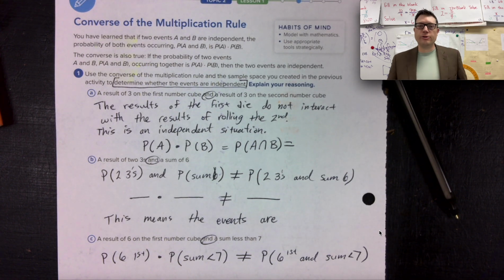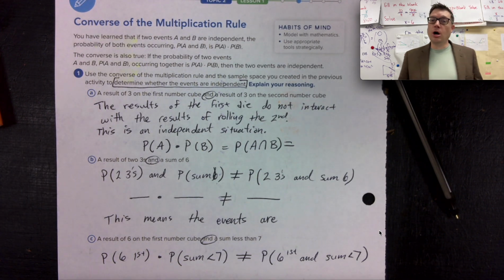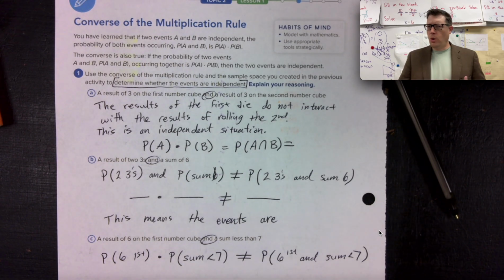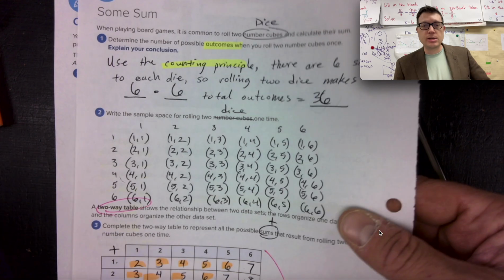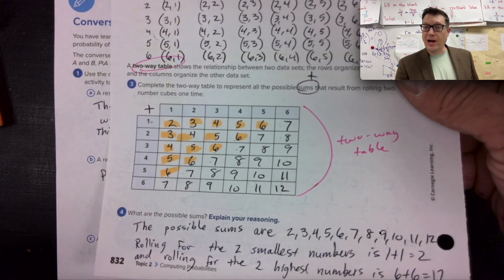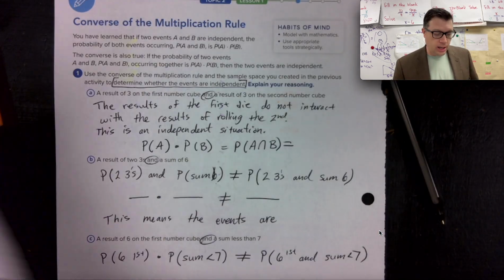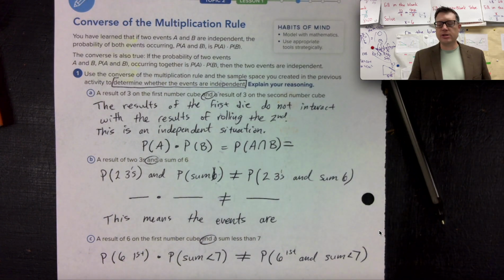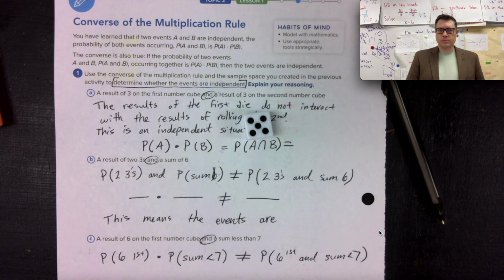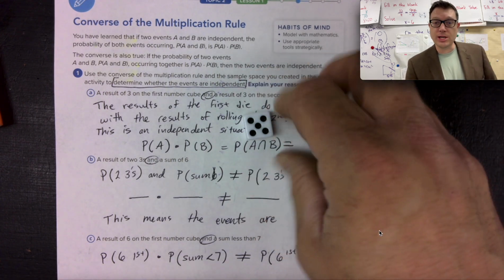Hey, let's talk about the converse of the multiplication rule. Again, it's with compound probability. We've got more than one event happening, and in this situation, it's all about rolling dice and the sort of outcomes you get from either adding the dice or multiplying the dice, but how often does something happen? Here's my token dice, or die, element.